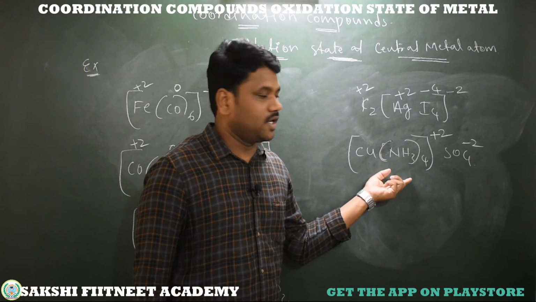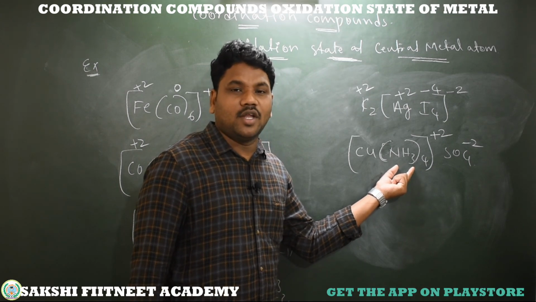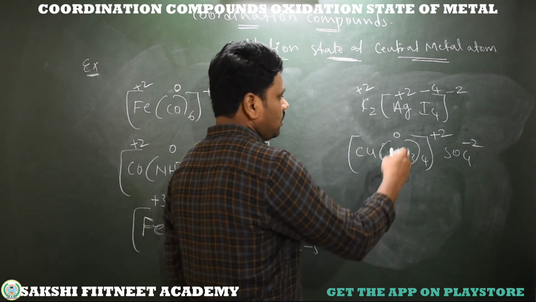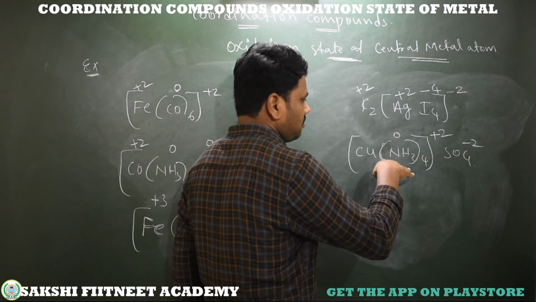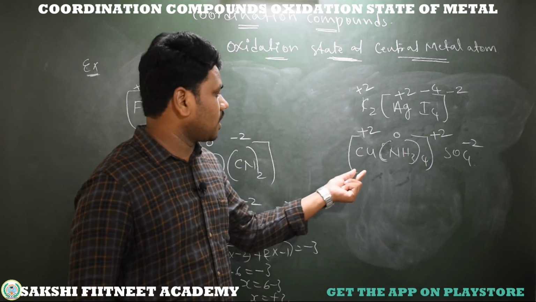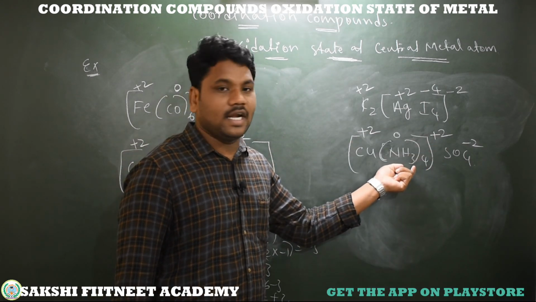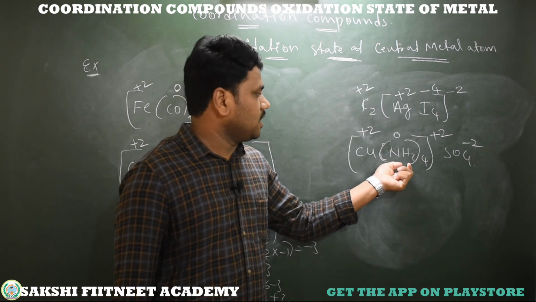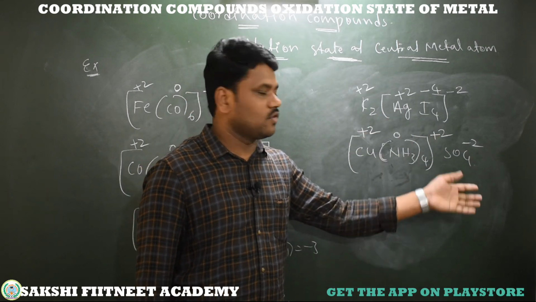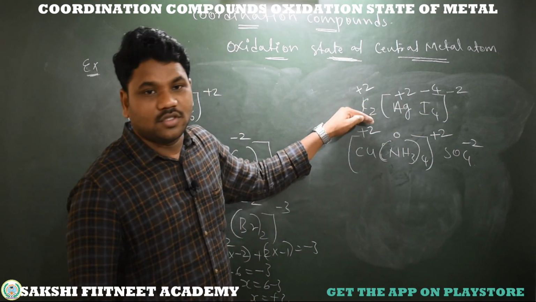See here, 4 ammonia ligands are there. Each ammonia ligand gives 0 oxidation state. So from the ligands it's 0 oxidation state, which means the total charge is from the metal only. So copper gives +2 oxidation state, and the overall charge is +2 because we are not getting any charge from ligands. So this is the oxidation state of copper, which is neutralized with SO4 -2. Here this is a negative counterion, and in the other compound this is a positive counterion.